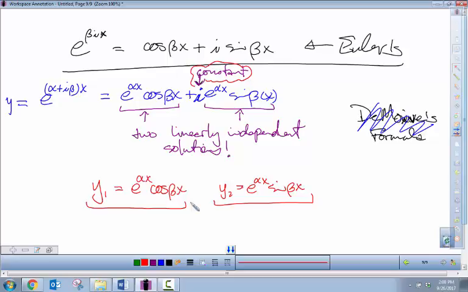Why do you get to drop out constants in these cases? Because we have general solutions. When we write our general solutions, we're going to multiply it by C1 or C2. Okay. And then it'll just merge with that. Yeah.